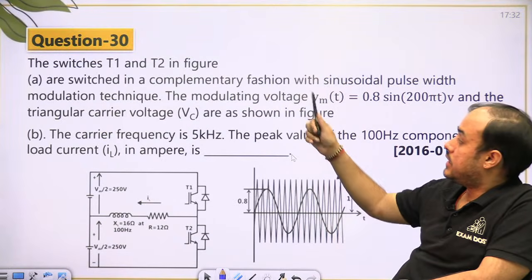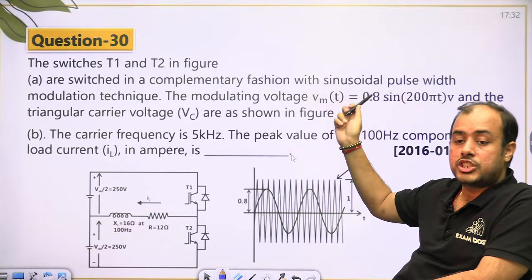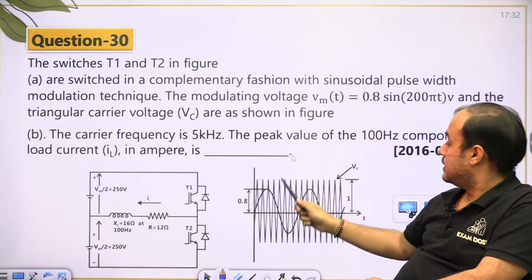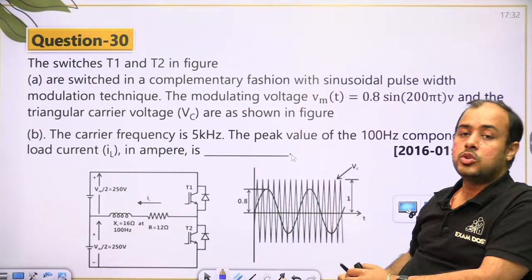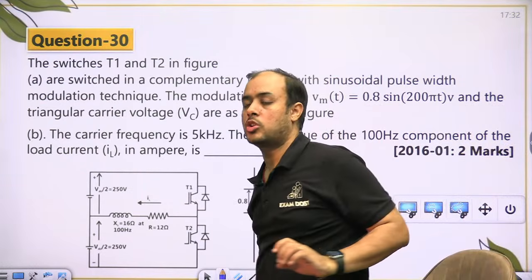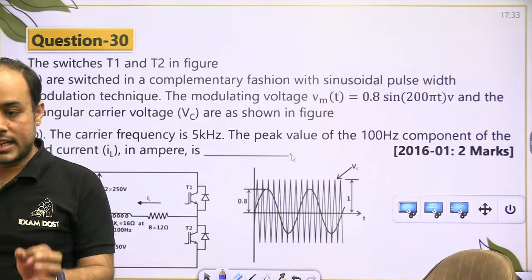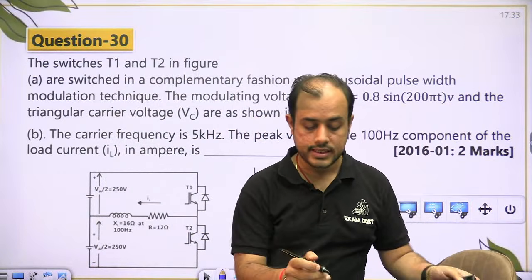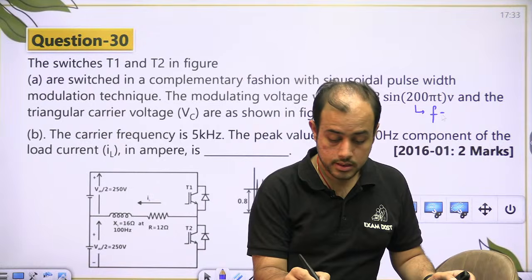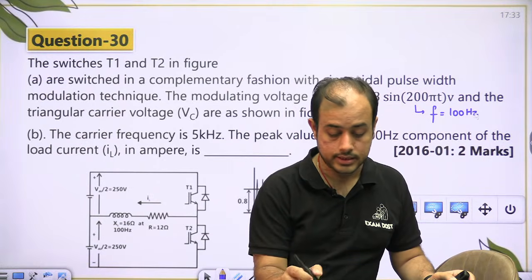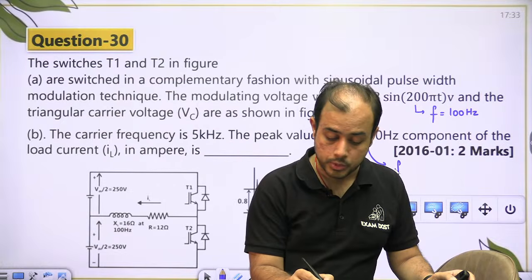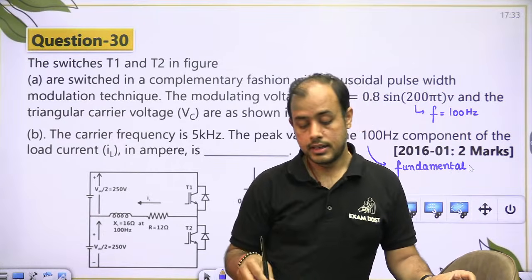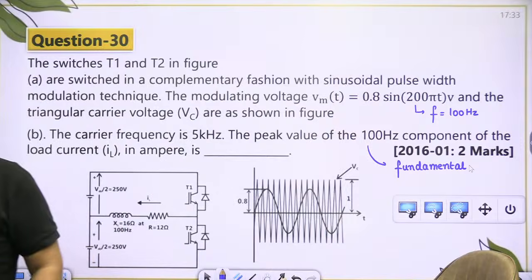Now see, the switches T1, T2 are switched in a complementary fashion with sinusoidal PWM. This is modulating voltage, that is the reference. This is carrier. We need to know the peak value of 100 Hertz component of the load current. Let me give you a hint, beta. Based on the modulating voltage or the reference signal, the frequency of this is 100 Hertz. So when it says 100 Hertz component, it is by default talking about fundamental. In sinusoidal PWM, it will always talk about fundamental. Try it.